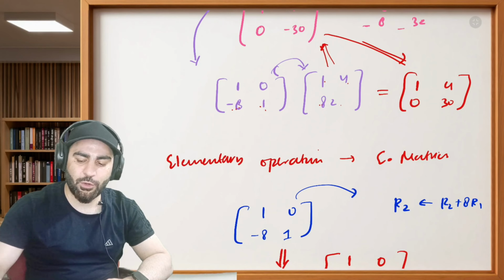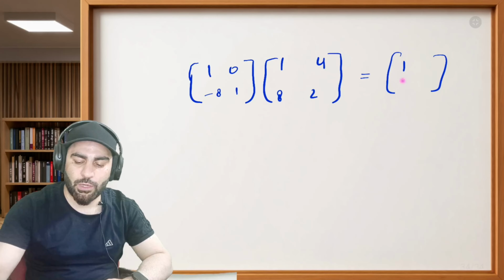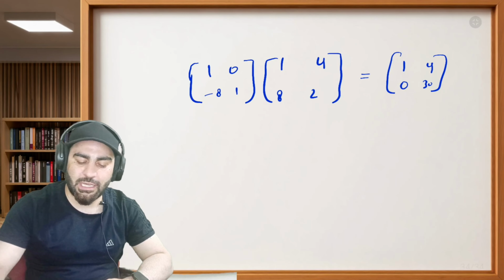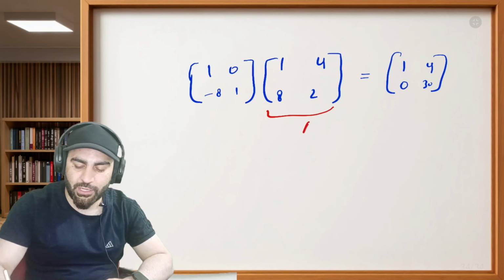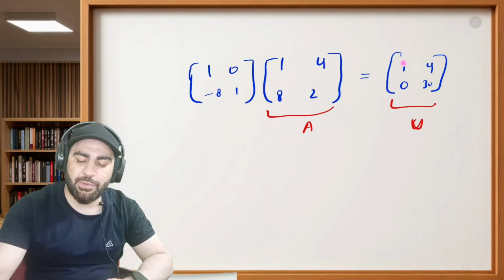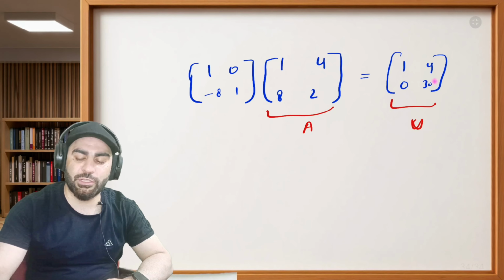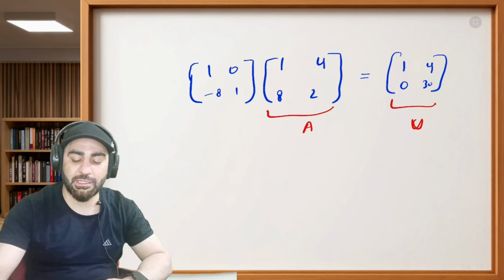So we got an upper triangular matrix. The upper triangular matrix that we had is over here: 1 4 0 30. So this is our U. Initially this was our A matrix, and this is our upper triangular matrix. Why upper triangular? Because below the diagonal the elements are 0 and above the diagonal they are non-zero. So you can call this an upper triangular matrix.